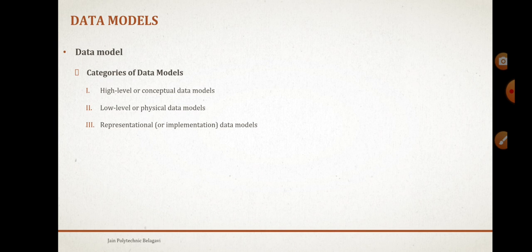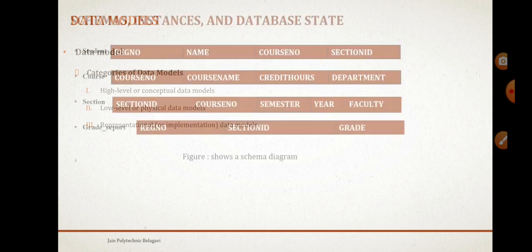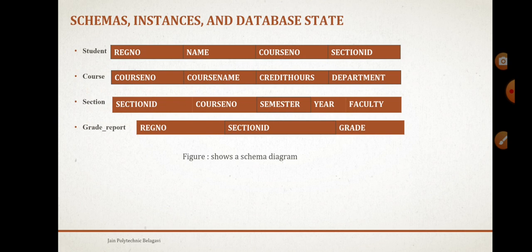Okay, so next one is representational or implementation data models, which provide concepts that may be easily understood by end users. Representational data models hide many details of data storage on disk but can be implemented on a computer system directly. So this is about data models. So next we see schemas, instances, and database state.